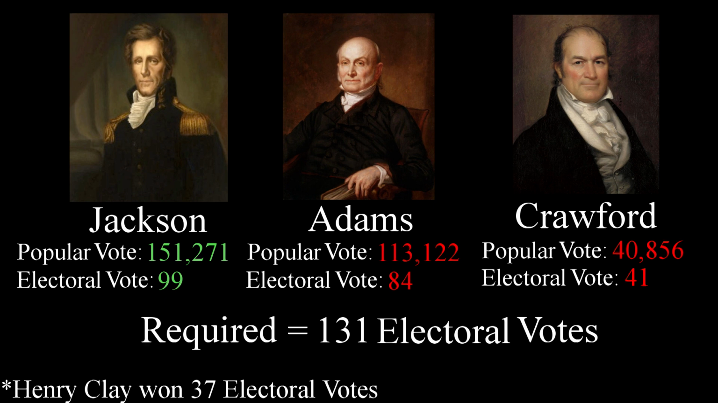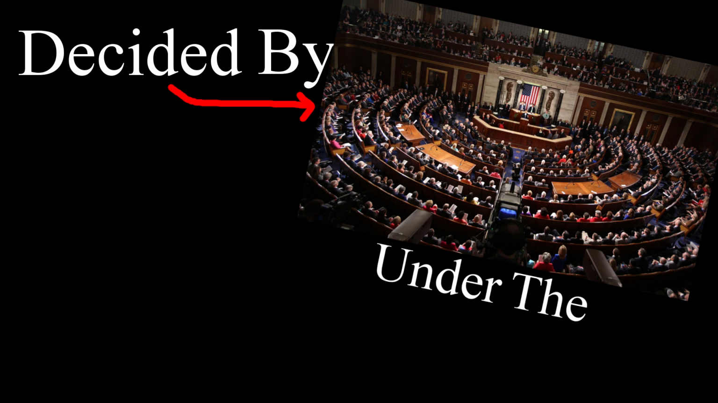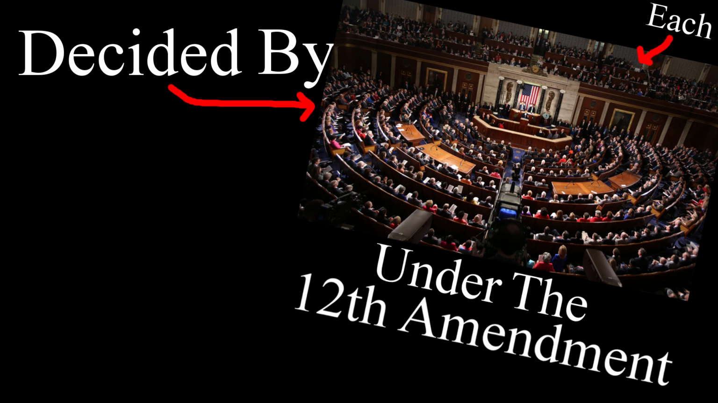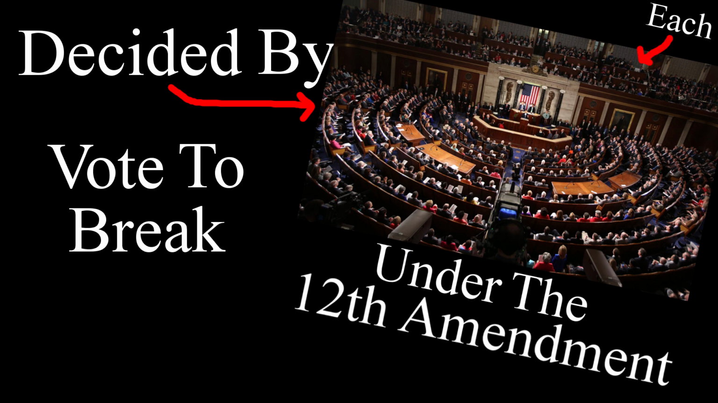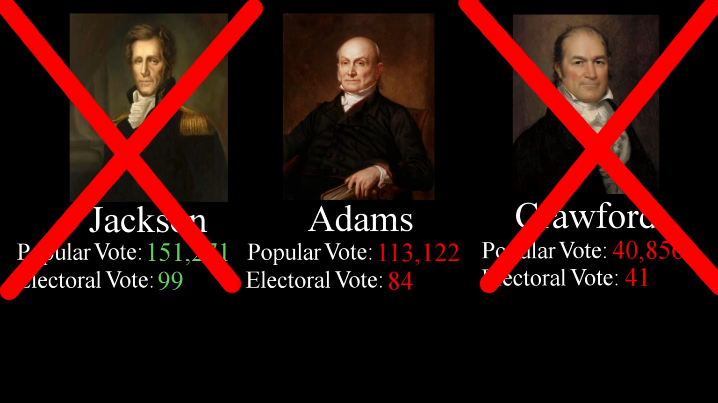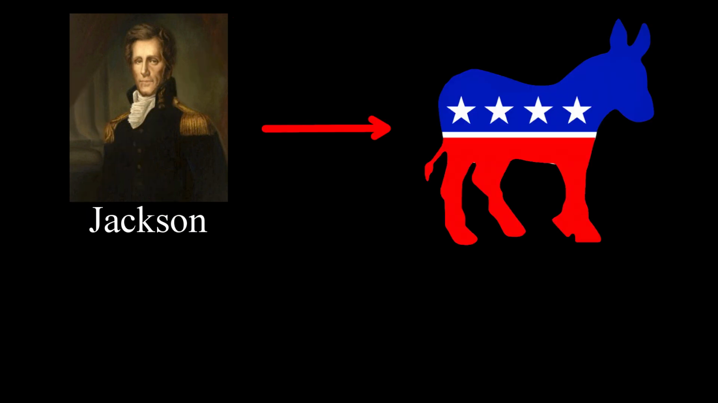So this election was decided by the House of Representatives under the 12th Amendment, which allowed each member of the House to vote to break the tie, since the required amount of Electoral College votes was not reached. As a result, Adams won the election. This loss inspired Andrew Jackson to create the Democratic Party.